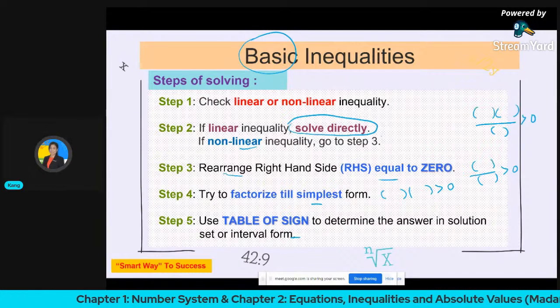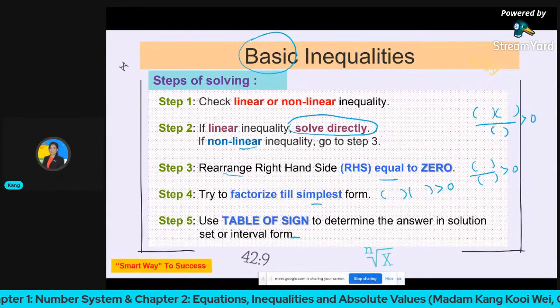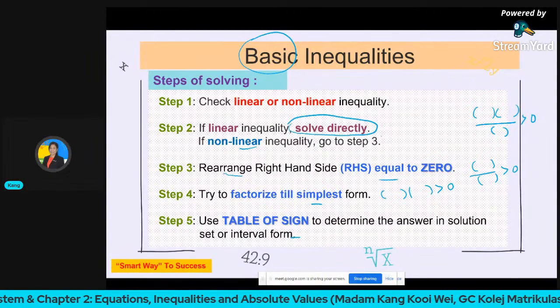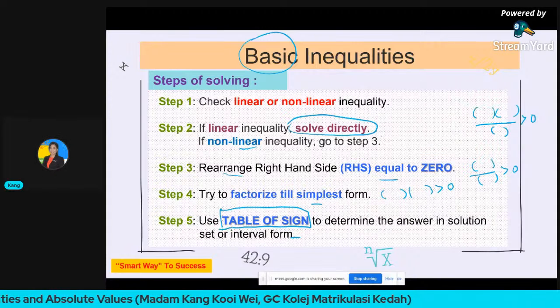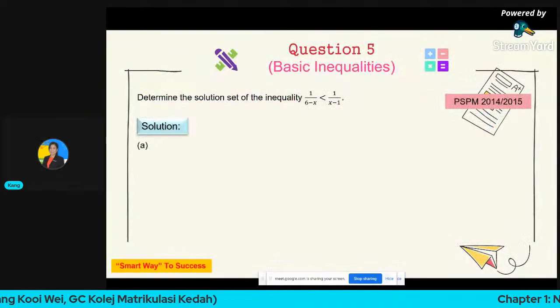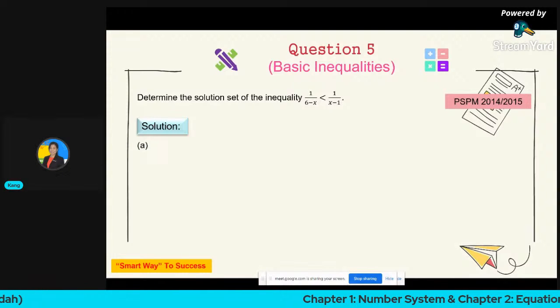Then we need to use the table of sign to determine the answer in the solution set or interval form. We stick to one method only, table of sign. Easy. You will not confuse. Okay, so now let us master the technique of solving for the basic inequality. Remember the 5 steps just now.